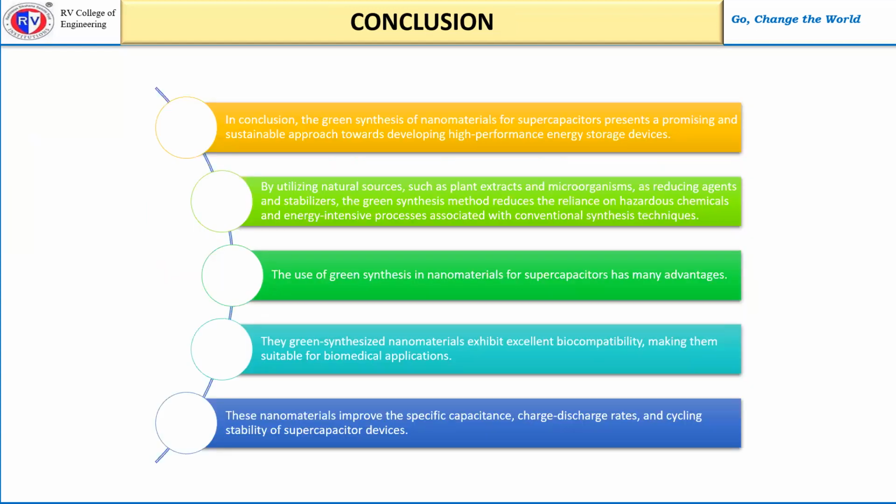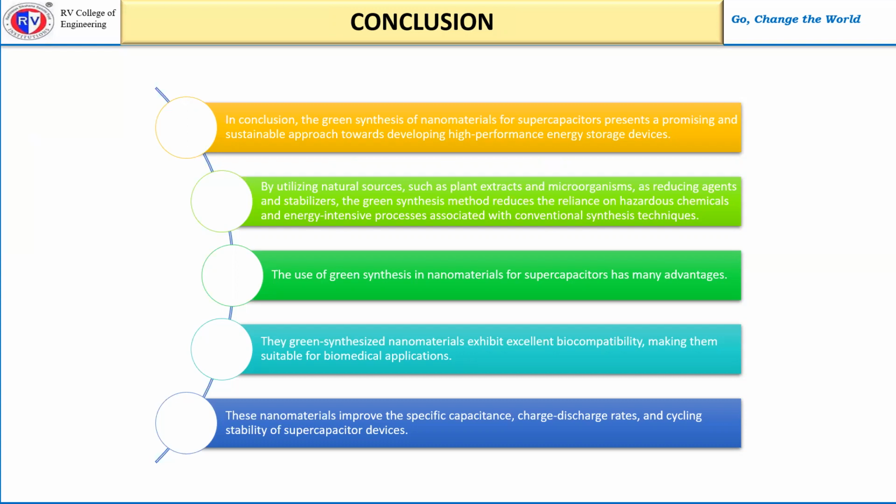Coming to the conclusion, basically the green synthesis of nanomaterials for supercapacitors presents a promising and sustainable approach towards developing high performance energy storage devices. By utilizing natural resources such as plant extracts and microorganisms as reducing agents and stabilizers, green synthesis methods reduce the reliance on hazardous chemicals and energy intensive processes associated with conventional synthesis techniques.